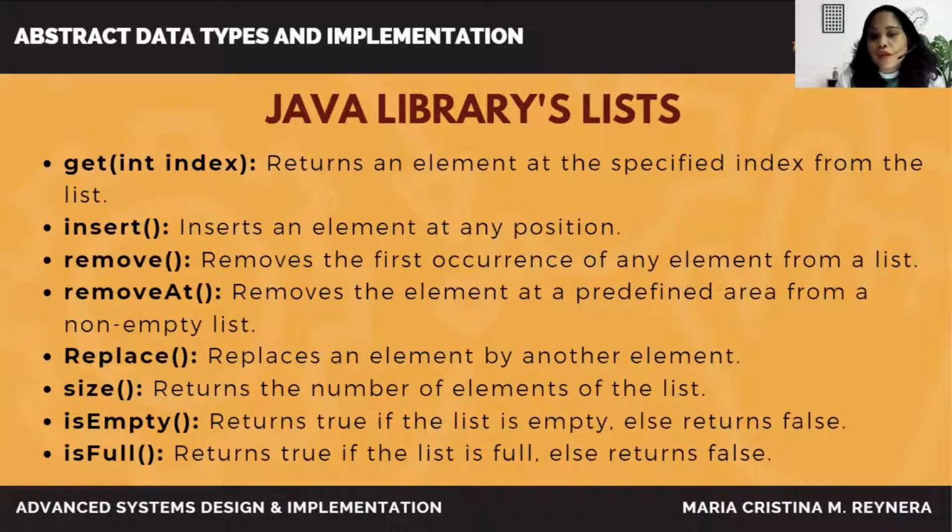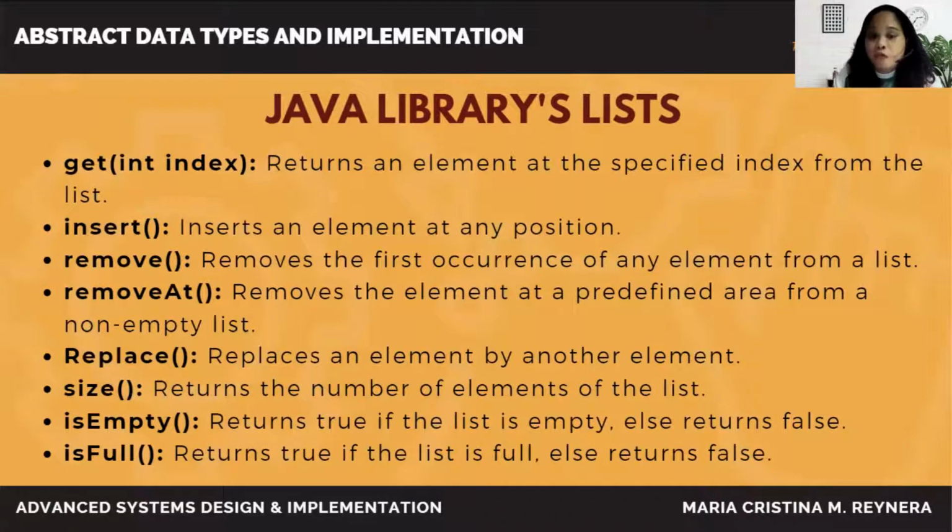If we're going to define those, for example, for the get, this method returns an element of a specific position. For the insert, this inserts an element of the same type as the rest of the list into the list. Note that you can insert an element in any position.